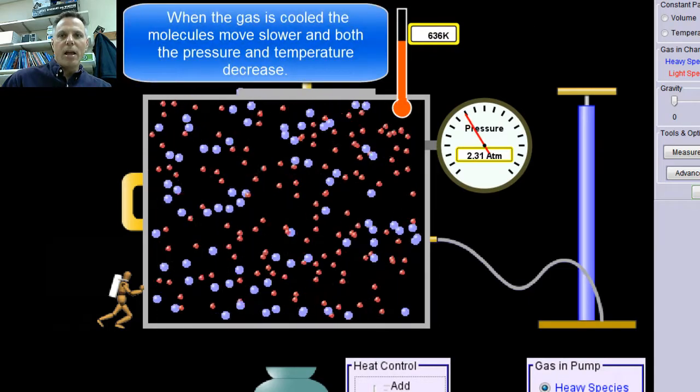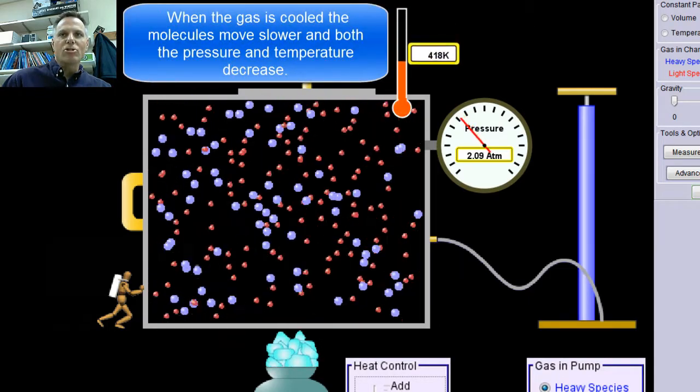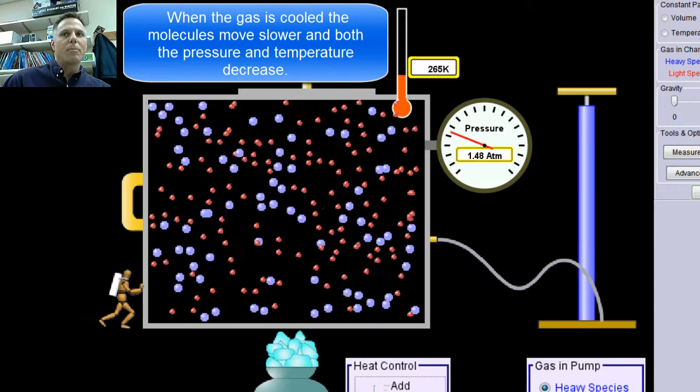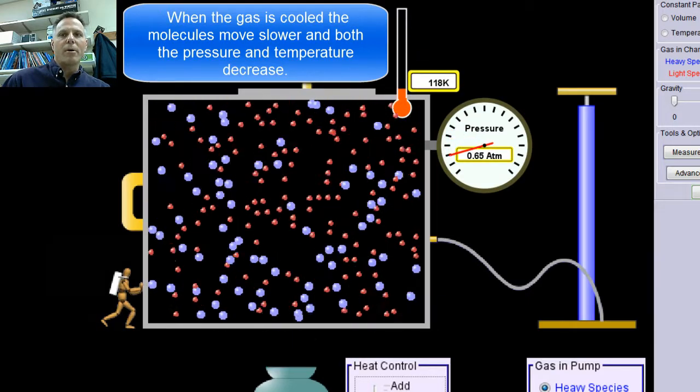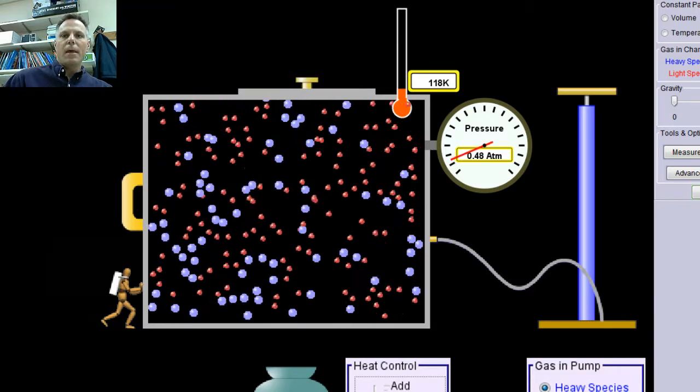Now I'm going to remove some heat. I'm going to add some ice and cool it down. Watch the temperature drop. Watch the pressure drop. So as the temperature drops, the pressure is dropping. As the pressure is dropping, the temperature is dropping. Let's go back up and add some more heat again.